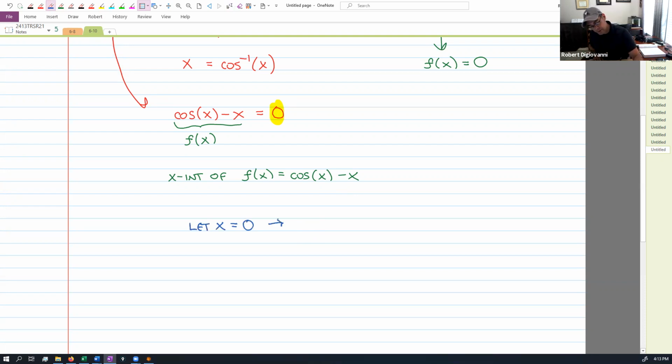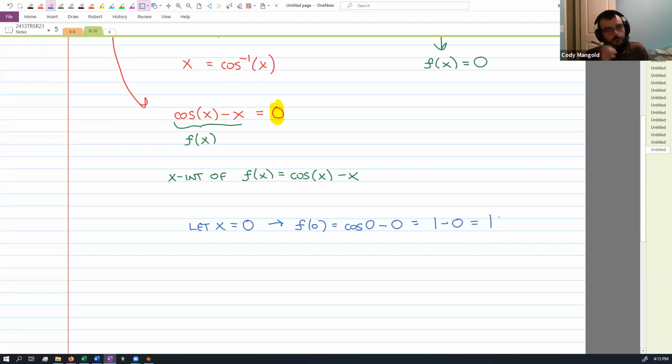Let's see what happens when x is 0. If I plug 0 into the function, I get cosine of 0 minus 0. Cosine of 0 is 1. 1 minus 0. Okay, I get 1, don't I? Yep. That guess wasn't right. I'm going to make another guess.